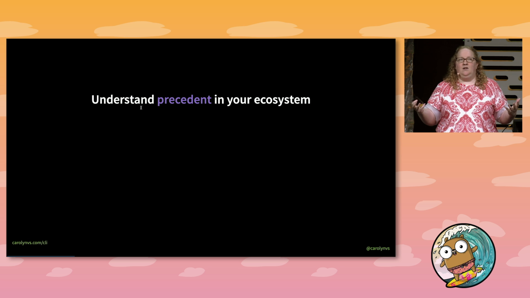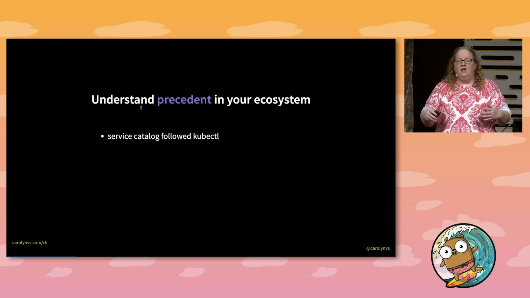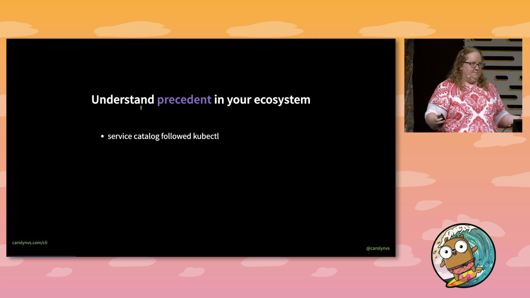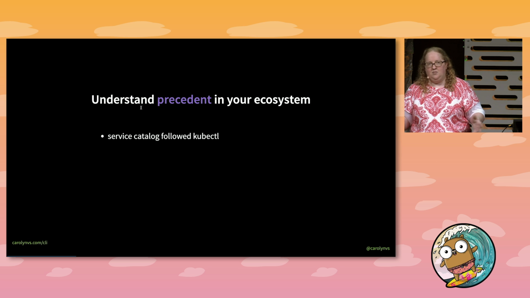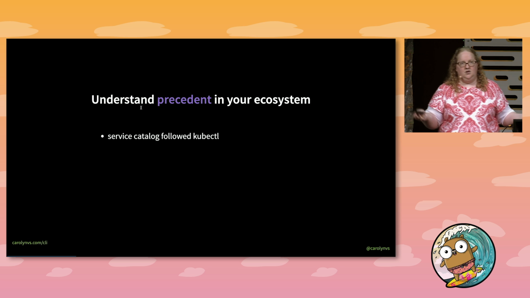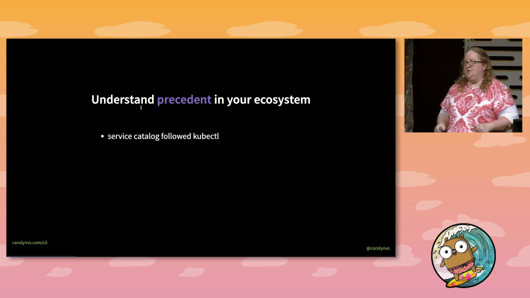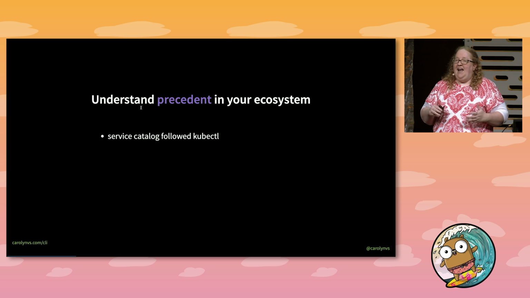So you get to pick your own grammar. You get to start from scratch. But actually, I lied, you really don't. Usually there's precedent in your ecosystem. And what I mean by ecosystem is this. Service catalog, for example, is part of the Kubernetes ecosystem. And Kubernetes has the Kubernetes CLI, and everyone argues about how to pronounce it. kubectl, kubectl, whatever. But it has a certain pattern of how you work with it.